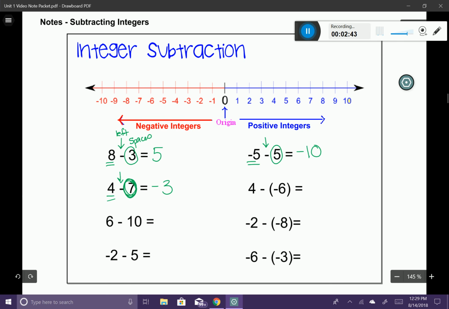The next problem says 6 minus 10. So I'm going to start by putting a dot on my 6, and I'm going to subtract or move to the left 10 spaces. So let's go ahead and use that reference point. Let's move down to 0. I can only move 10 spaces. 1, 2, 3, 4, 5, 6. If I've moved 6, how many more do I have left? And you're probably thinking negative 4, which is my answer.